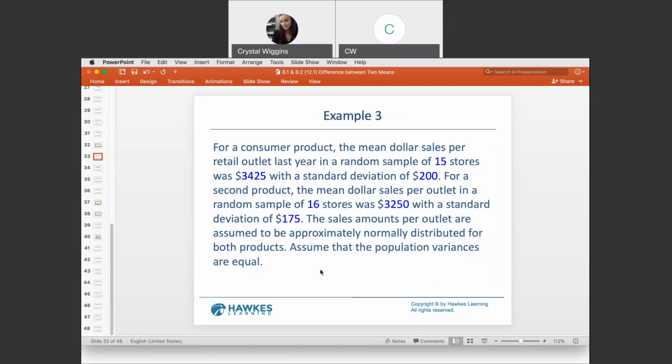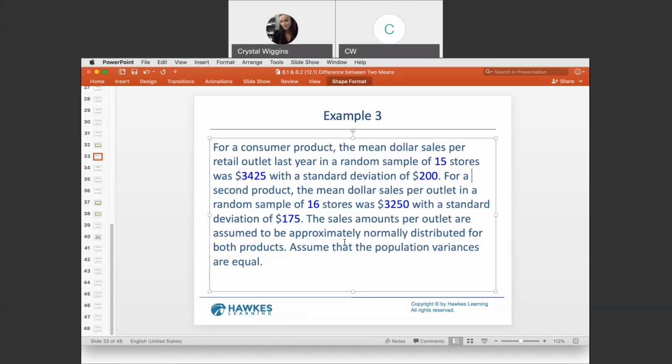For a consumer product, the mean dollar sales per retail outlet last year in a random sample of 15 stores was $3,425 with a standard deviation of 200. So recall from Stats 1 that we're talking about a sample, and then they list the mean and the standard deviation in the same sentence, which is how I can interpret that that's a sample standard deviation and not the population one. For a second product, the mean dollar sales per outlet in a random sample of 16 stores was $3,250 with a standard deviation of 175.